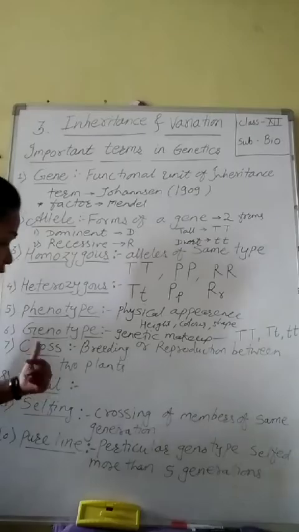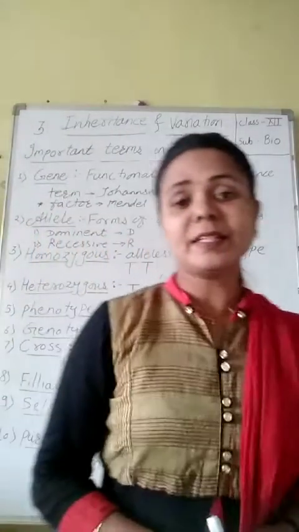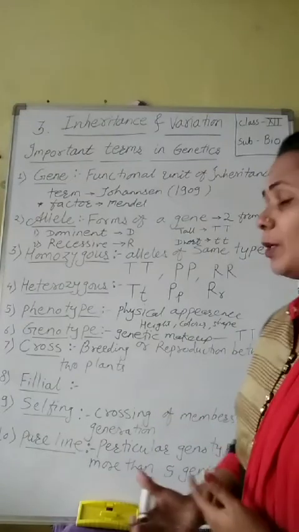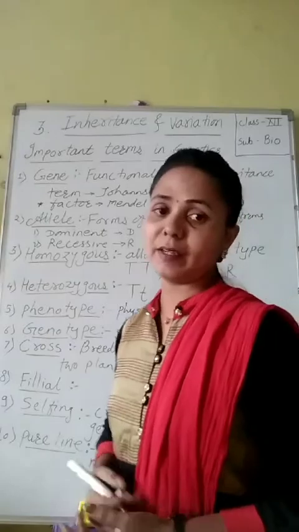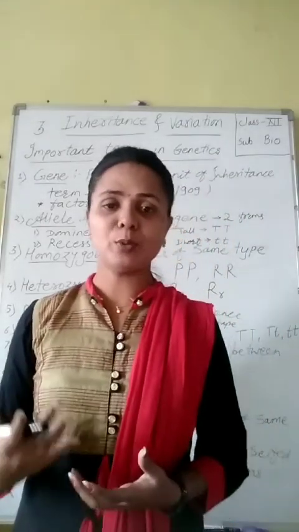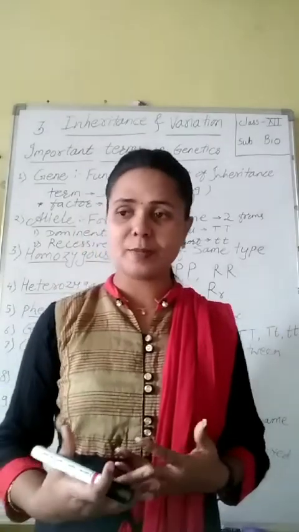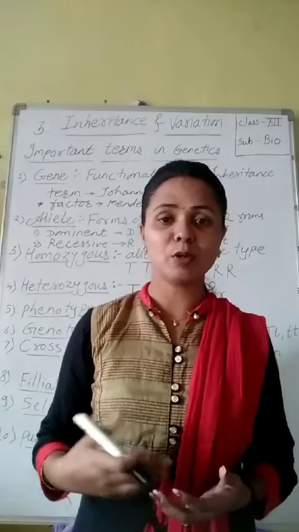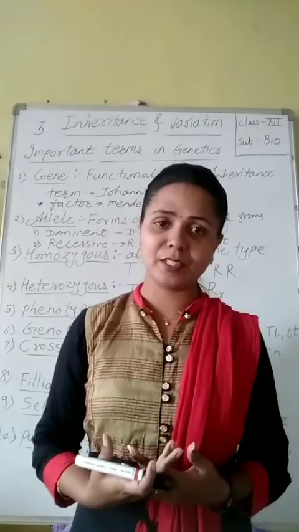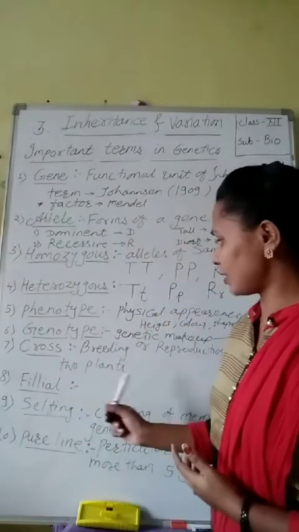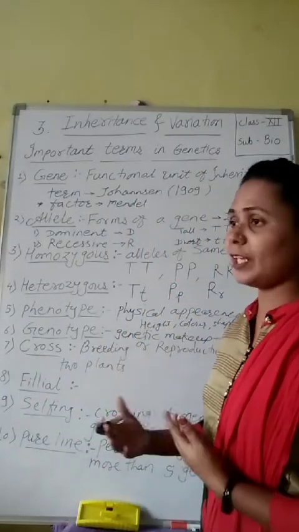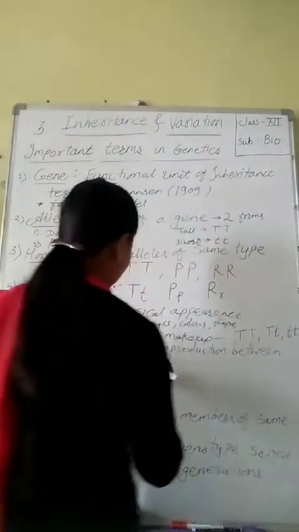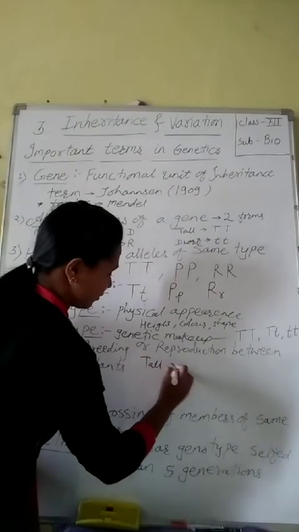Another important term is cross. What is cross? It is the breeding, means crossing, breeding or reproduction between two plants. Means we can say that there are flowers and then we are doing the pollination process artificially also. By nature it is happening, but sometimes we use the pollination process artificially. So in that we are using this crossing method. Means deliberately we are breeding, or reproduction is happening between two plants. For example, one plant is tall and another one is dwarf.